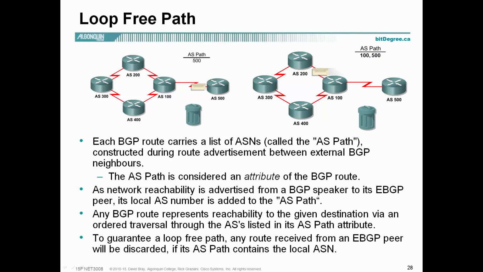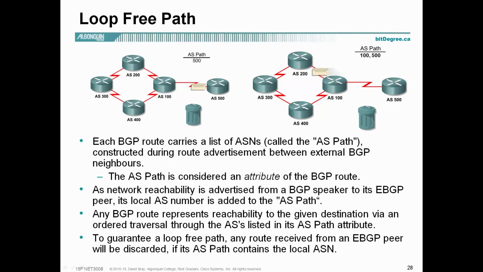Any BGP route that represents reachability to a given destination can be examined to see the AS path, to see the order in which the ASs have to be traversed to reach that destination.